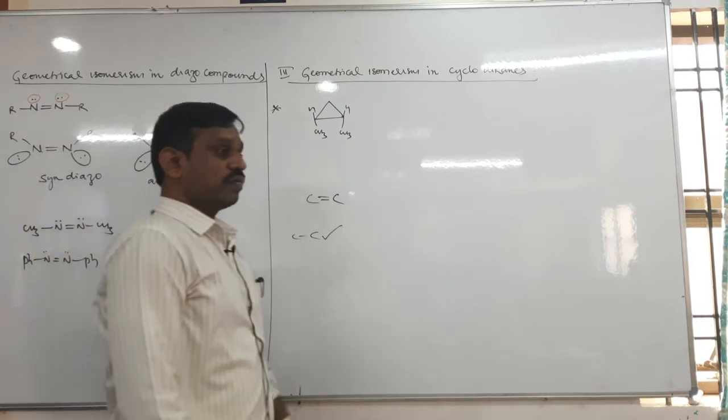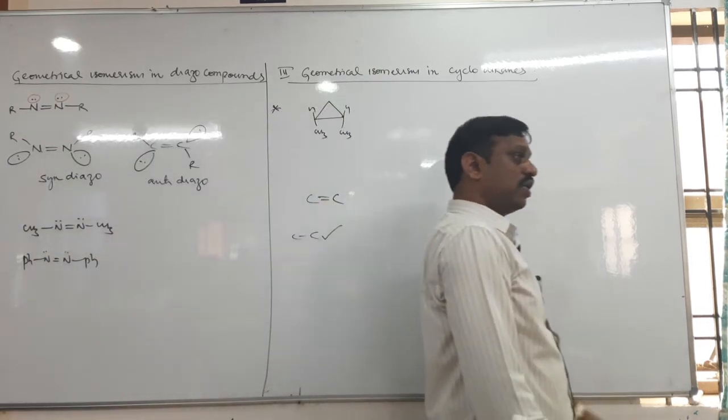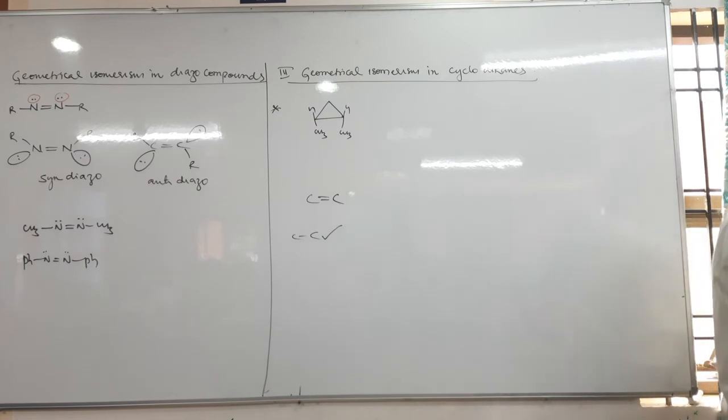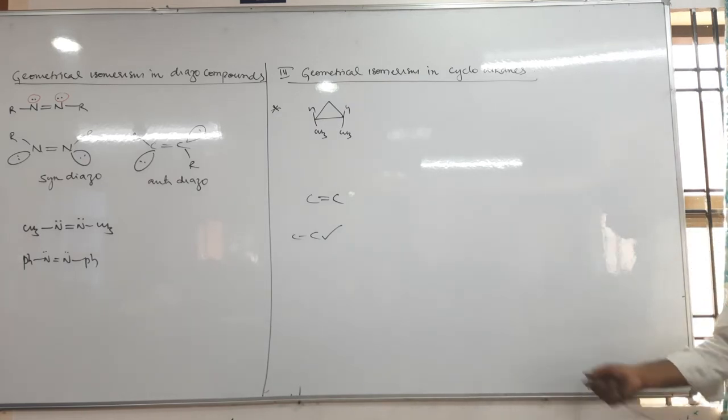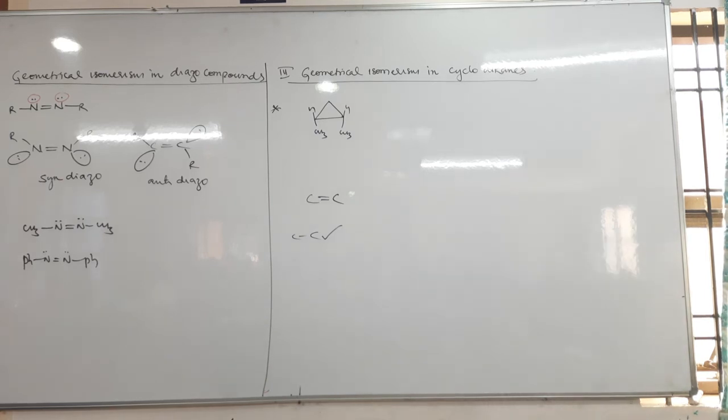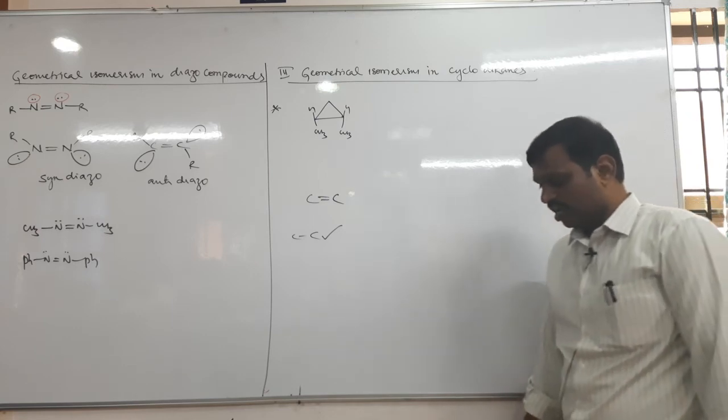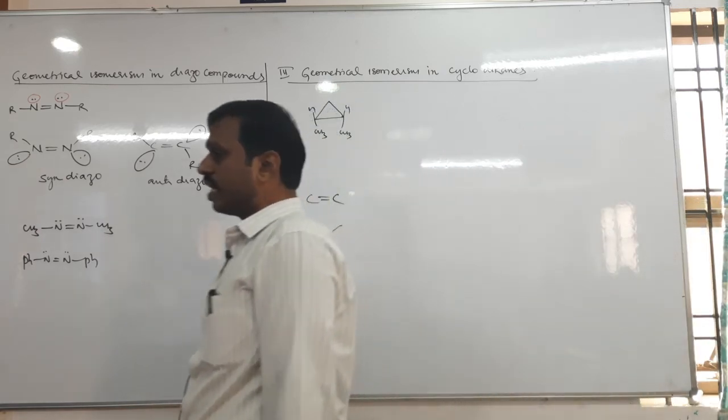Right, geometrical isomerism in cycloalkane. Cycloalkanes can exhibit geometrical isomerism due to restricted rotation around the carbon-carbon single bond in a cyclic ring.